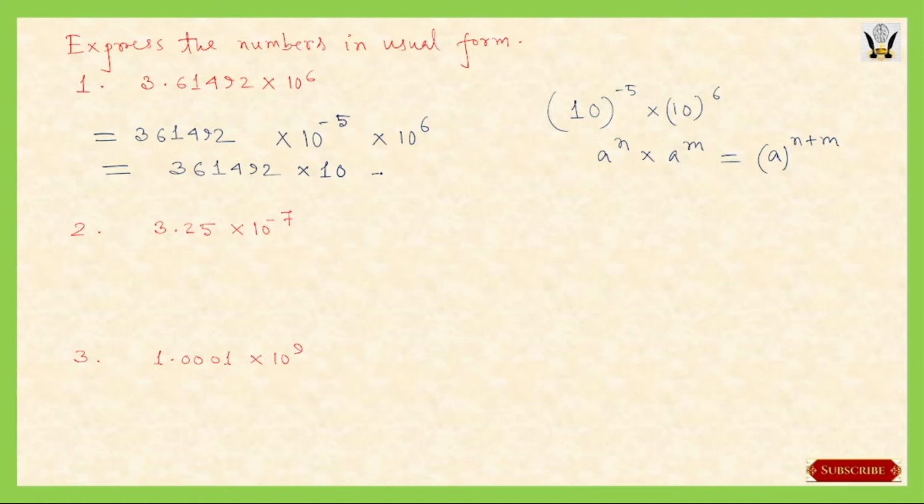The power is plus 1, so it is 10 only. This is the usual form, and further we can write it this way: 361492 and then 0. So this is better. This looks better. This is the usual form.